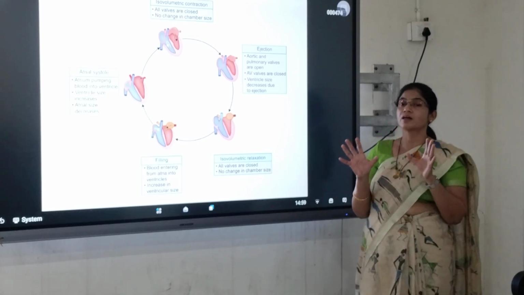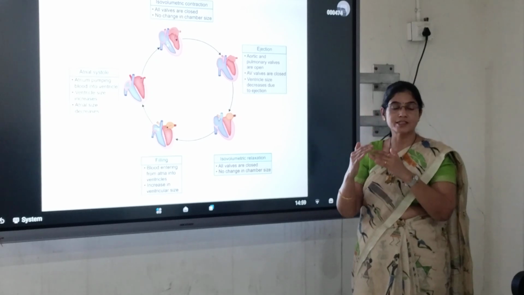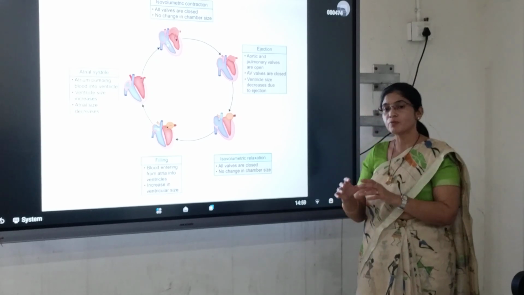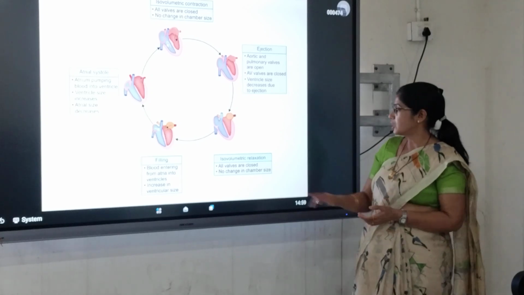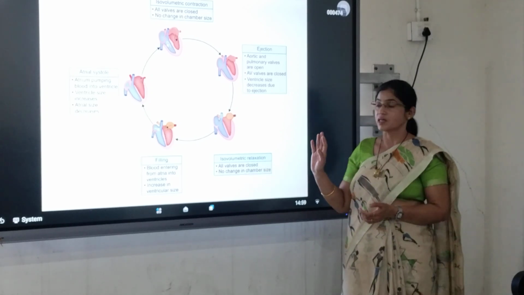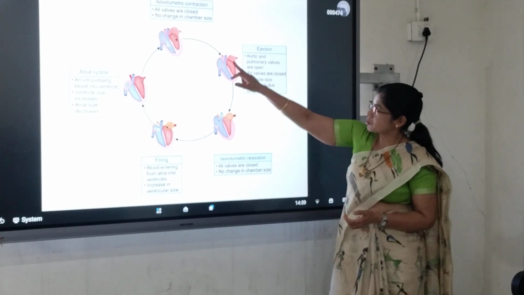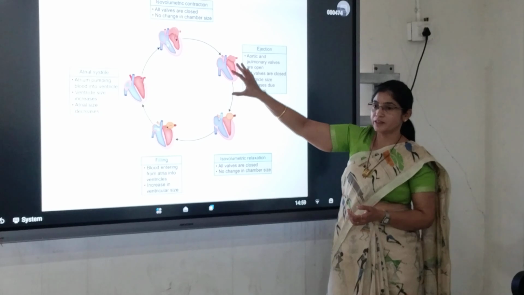This whole ventricle is in relaxation. So from 120 to 80, 70, 60, it will come down up to 0 mm of Hg in the ventricles. Okay, that is the isovolumetric relaxation. No change in the chamber size. Here you can see this chamber is increasing in quantity.